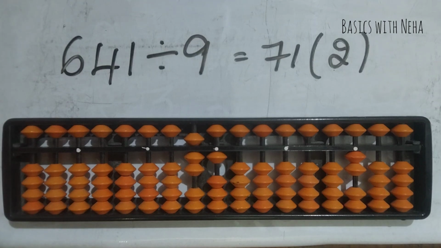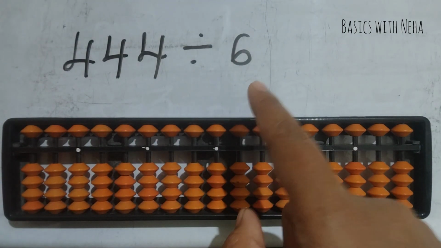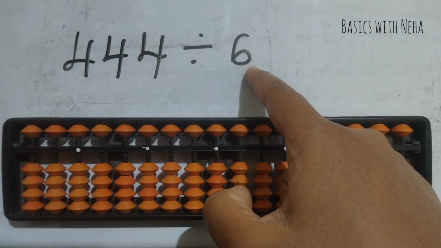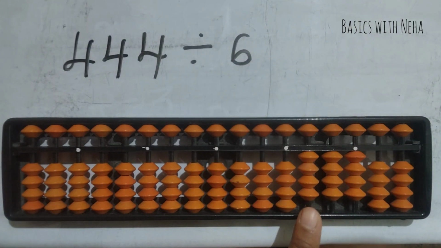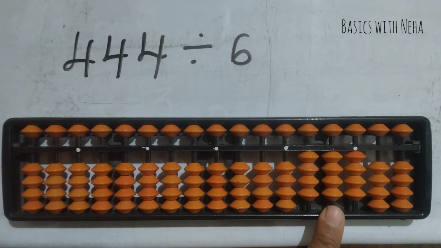Now the next question. 444 divided by 6. Take 444 on your tool. Now it's divided by 6. 4 is smaller than 6, so I'll take both the rods. Now it is 44. Then my answer will be in the tens place.